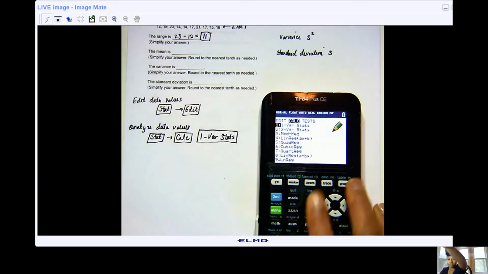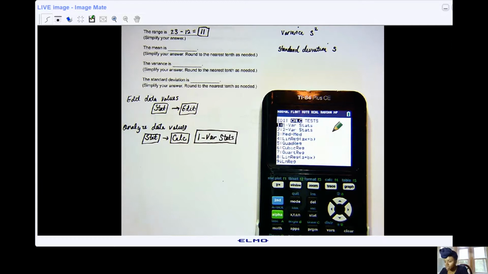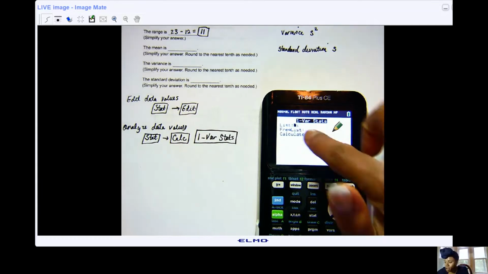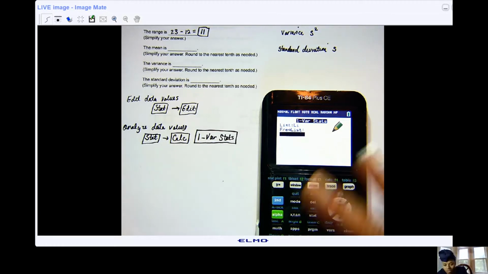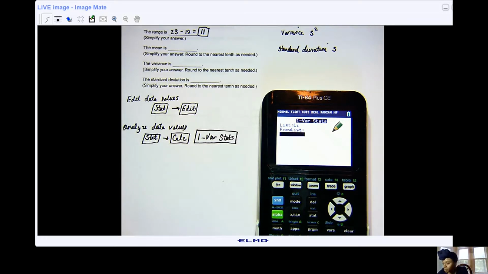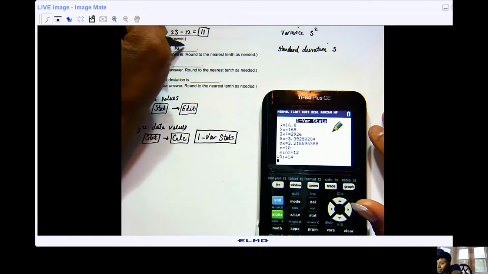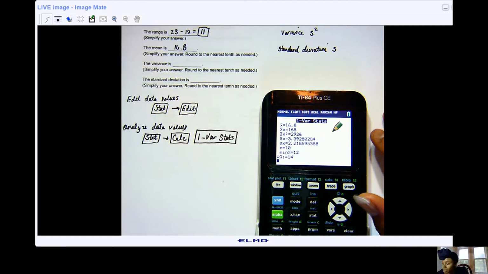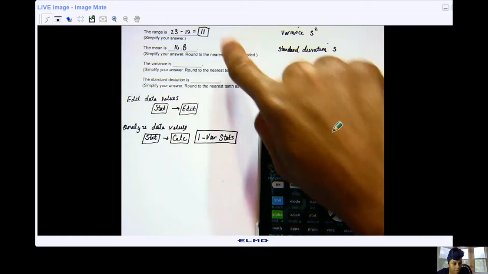So I'm going to select that by pressing enter. And by default, L1 is automatically there for my calculator. I just have to go down to calculate or keep pressing enter until it takes me to calculate. You don't have a frequency list, that should be empty. Just press enter. So the mean is X bar, that is 16.8. And I don't have to round it because it was a finite decimal to the 10th place, and the problem wants me to round to the 10th place.